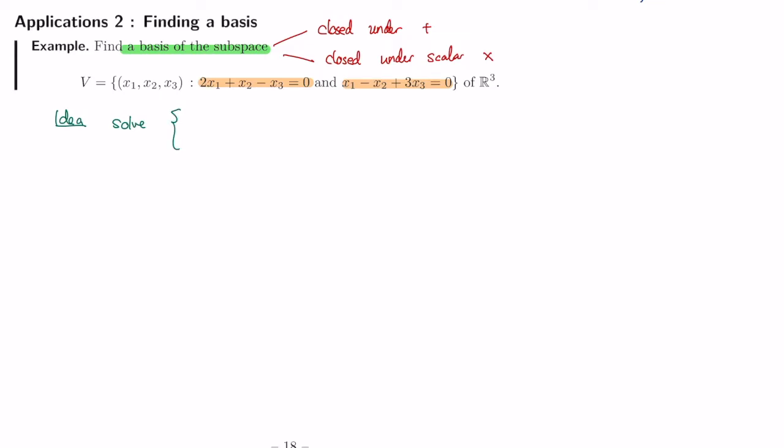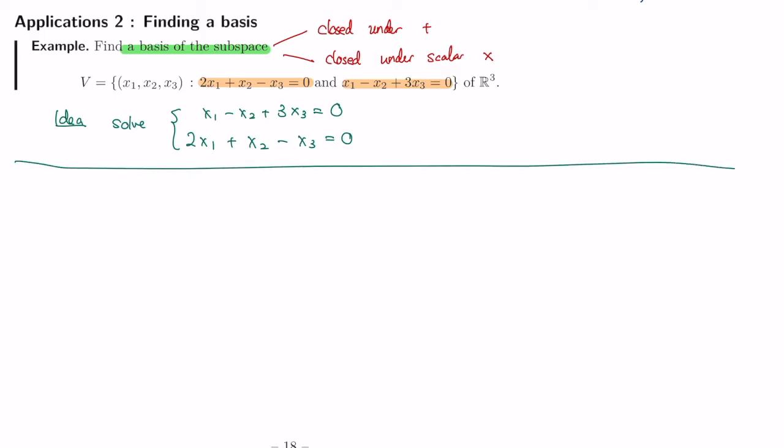So the two equations are x1 minus x2 plus 3x3 equals 0. The other equation is 2x1 plus x2 minus x3 equals 0. Okay? Why do I write in different order? Well, basically because I know I'm going to use Gaussian elimination, and I want this top left-hand entry to be 1. So I do it first rather than write down another matrix again. So we are going to solve this system by using Gaussian elimination.